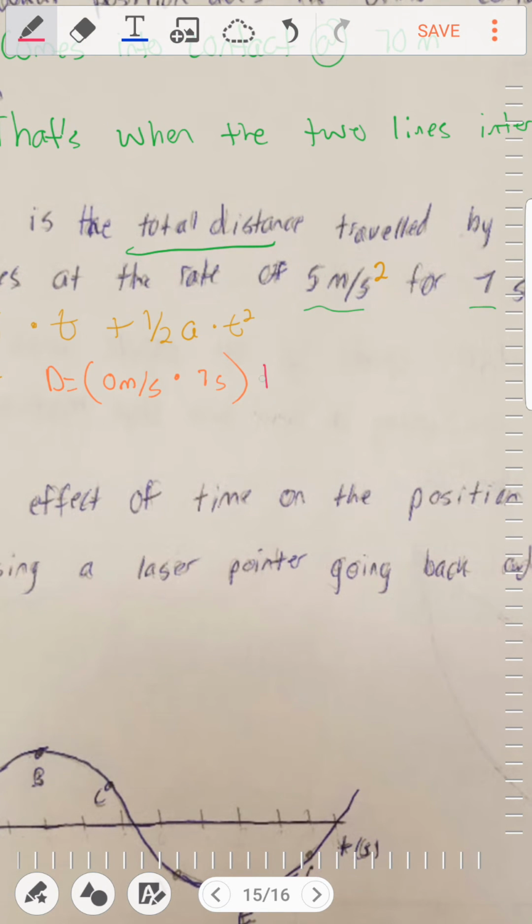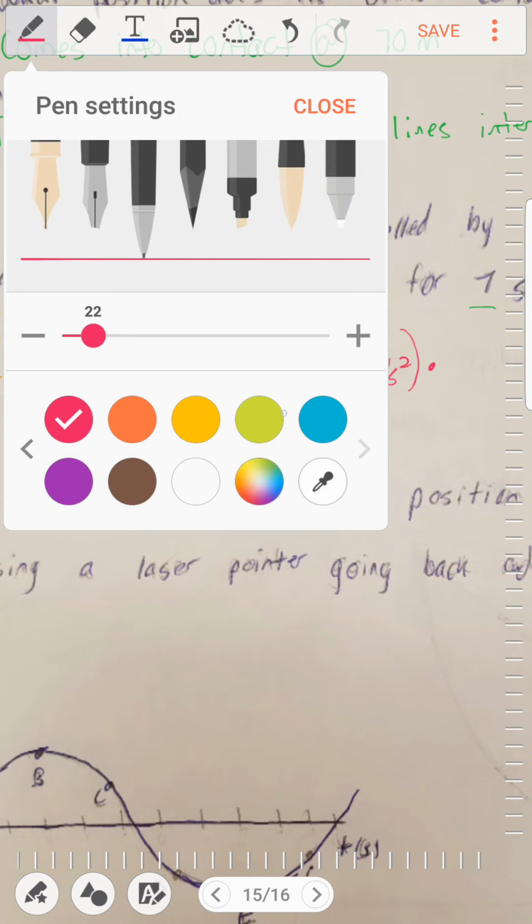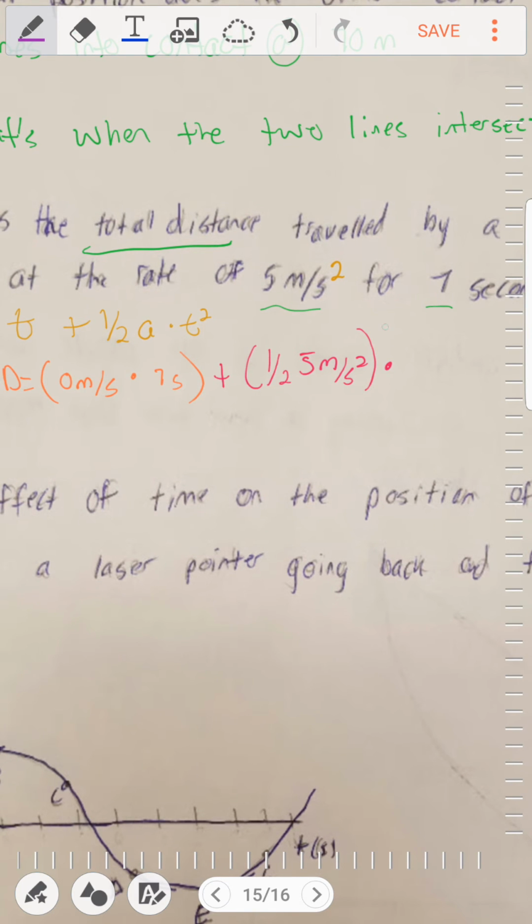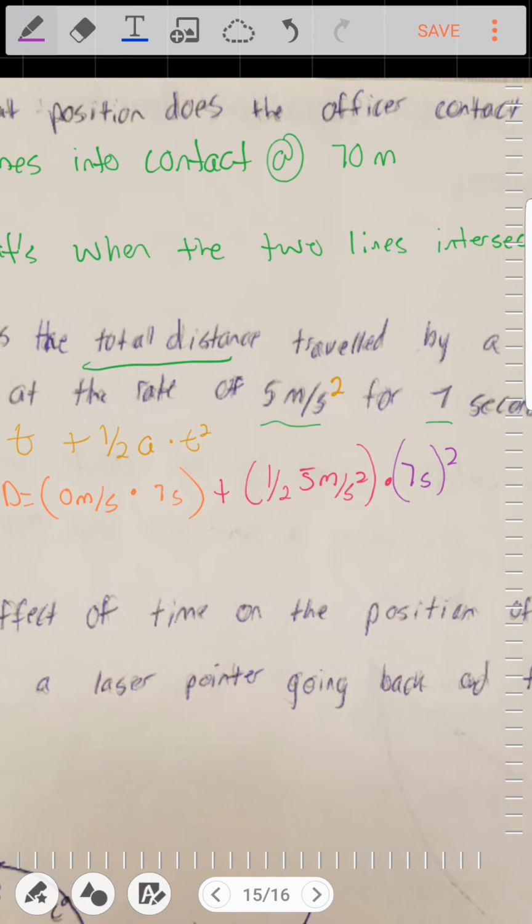Plus 1/2 and 1/2 A, so that's 1/2 of 5 meters per second squared times my T squared, which is 7 seconds squared. Remember, do not put 7 seconds squared. I actually almost just did that after I warned you. Now, what is it saying that I need to do? Let's bring each one of these down.